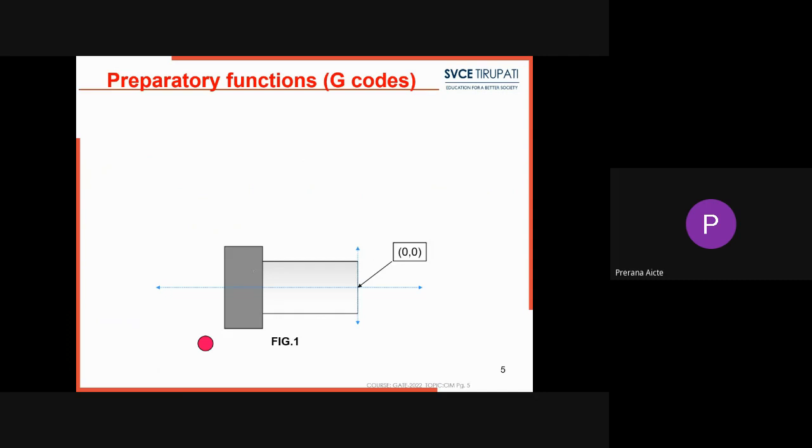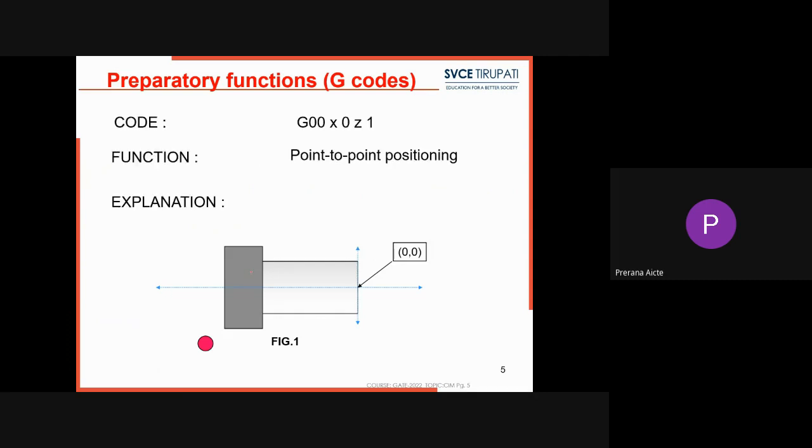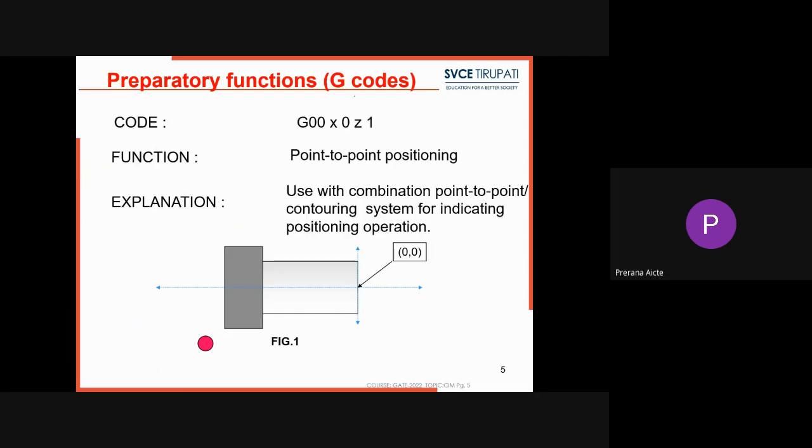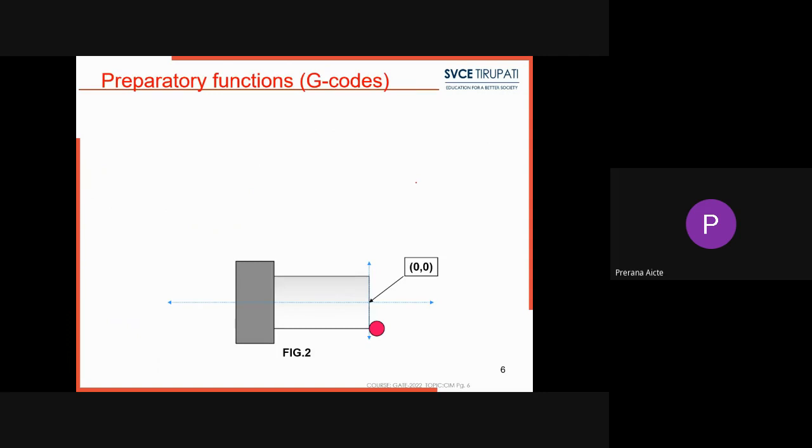Then, what is a G code? G codes are nothing but preparatory codes. Here the first one is G00. What does G00 suggest? G00 suggests a rapid traverse. What does rapid traverse mean? There is no cutting action performed. It is known as G00.